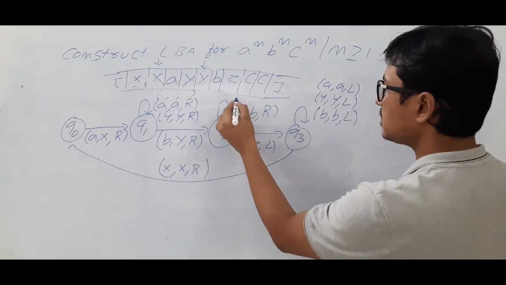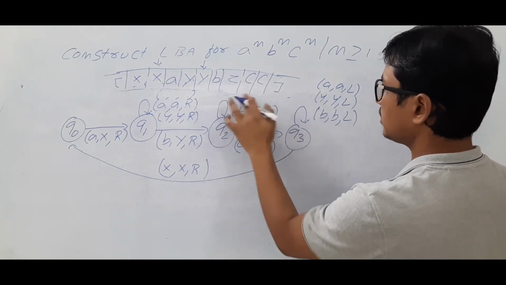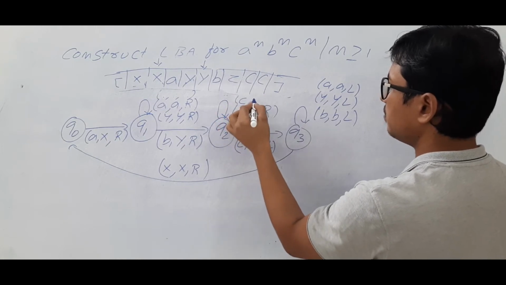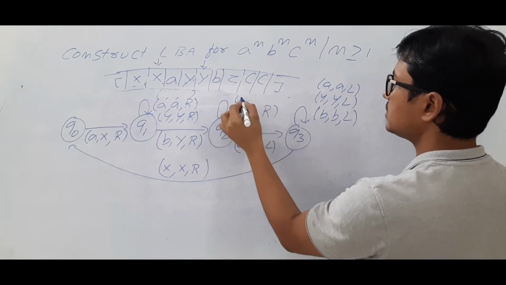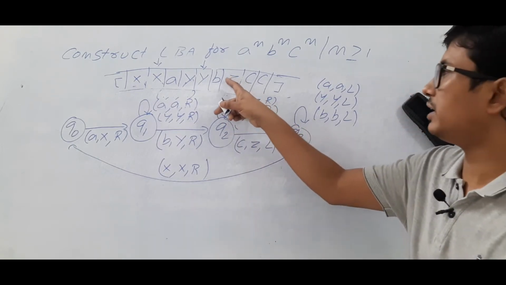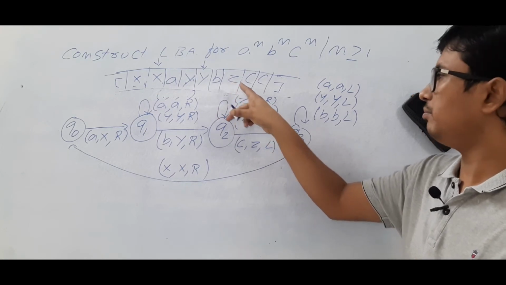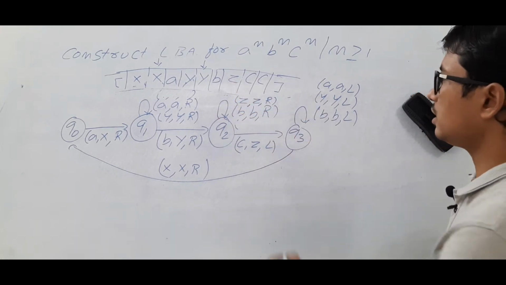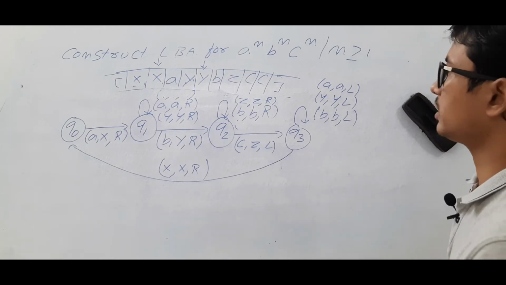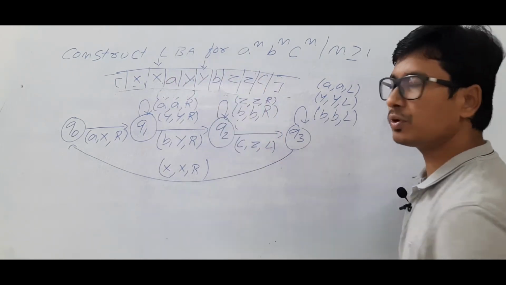Now if you see a C, let me write here. If you see a Z, keep it as Z, move to the right. Because in this process, you are searching for a C, and in between if you find a Z, keep it as Z, move to the right. Now if you find a C, make it as Z, move to the left. Again you are moving to the left.